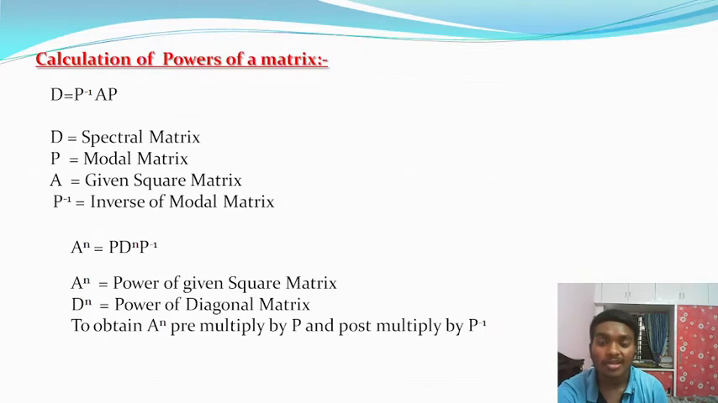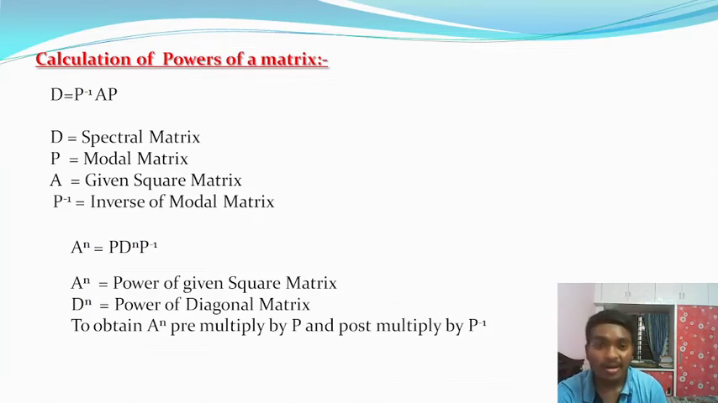After calculating the model matrix, we need to calculate its inverse, P inverse. After finding all these values, we need to substitute in the formula D equal to P inverse into A into P. D is the spectral matrix or diagonal matrix, P is the model matrix, A is the given square matrix, n by n, with the same rows and columns, and P inverse is the inverse of the model matrix. Till here we have found the diagonal matrix. From this, we need to calculate the higher power of the given square matrix.